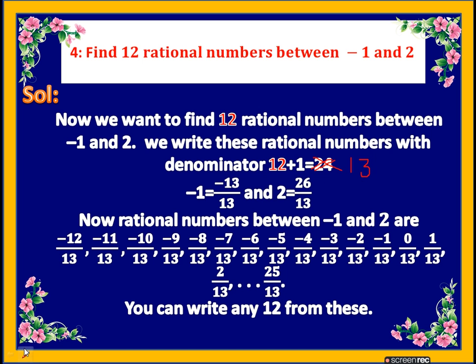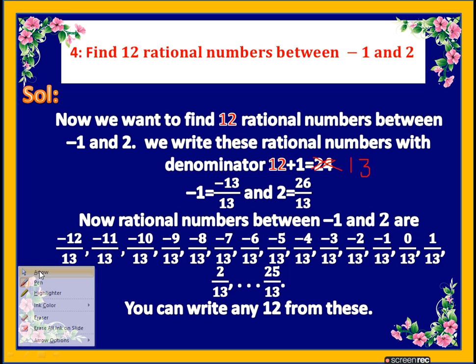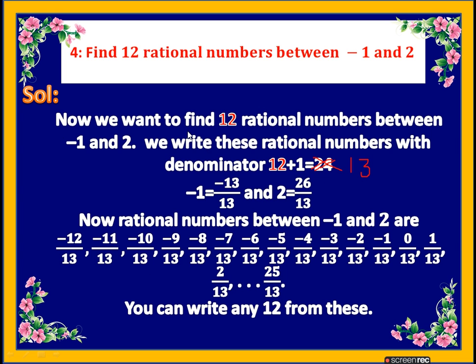13. Okay. So now we want to find rational numbers between -1 and 2. We write these rational numbers with the denominator 12 plus 1 is equal to 13. So -1 you can write as -13 by 13, and 2 can be written as 26 by 13. So now you can write rational numbers between -13 by 13 and 26 by 13.